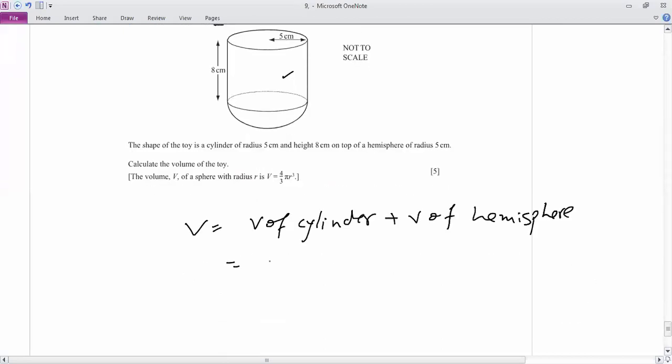So volume of cylinder is pi r square into h. Plus volume of hemisphere will be 2 by 3 pi r cube. So this is height, this is radius. So you can calculate everything. No problem at all. Simple question.